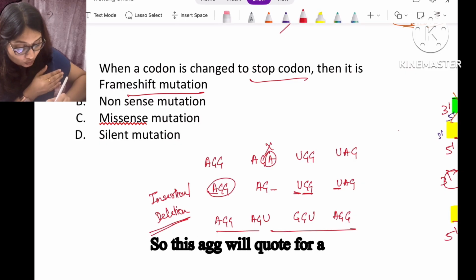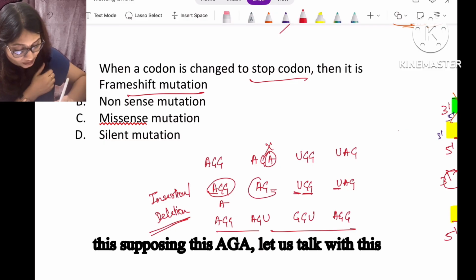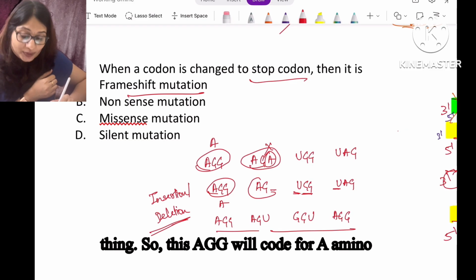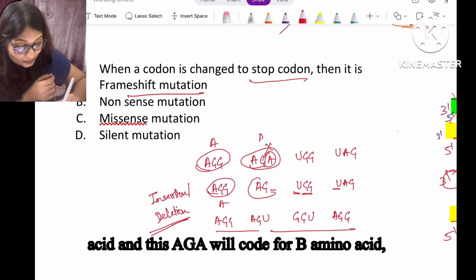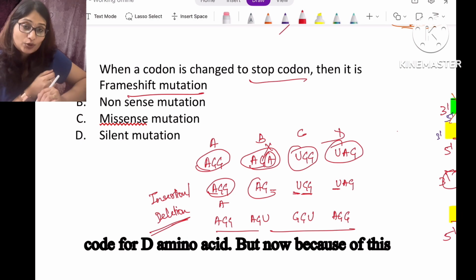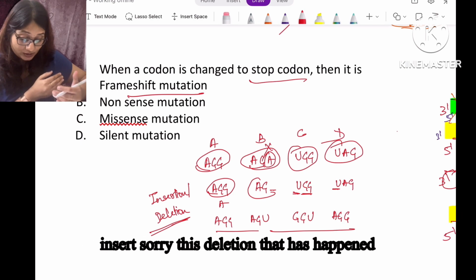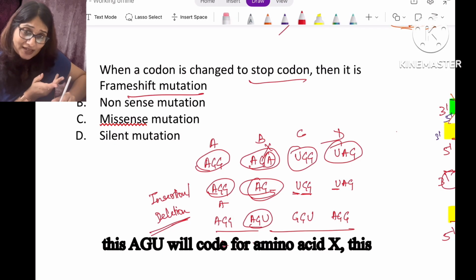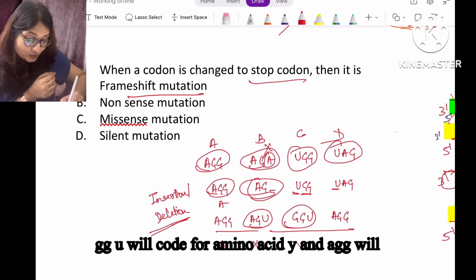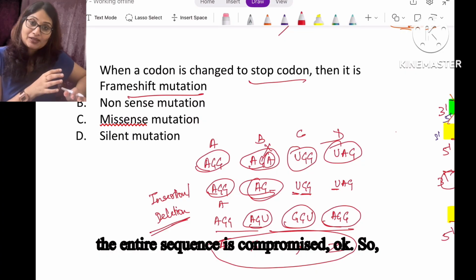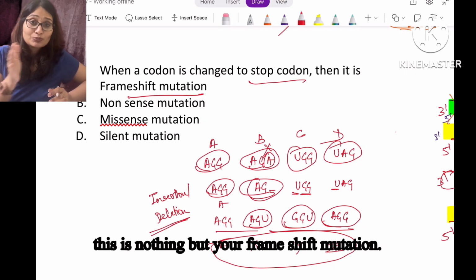So this AGG will code for A amino acid, and this AGA will code for B amino acid, UGG will code for C amino acid, and UAG will code for D amino acid. But now because of this deletion that has happened here, this AGG will code for amino acid A, but this AGU will code for amino acid X. This GGU will code for amino acid Y, and AGG will code for amino acid Z. So now the entire sequence is compromised. Okay, so this is nothing but your frame shift mutation.